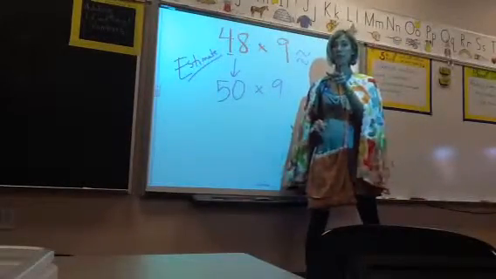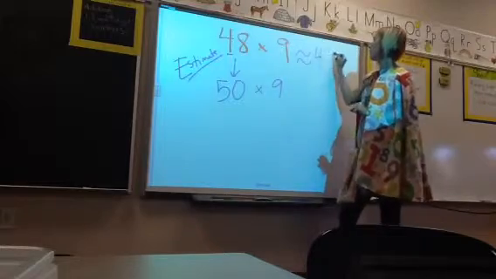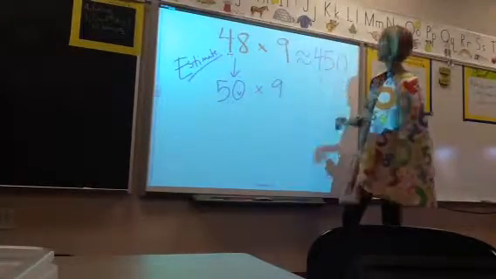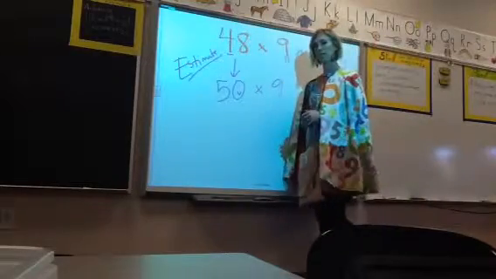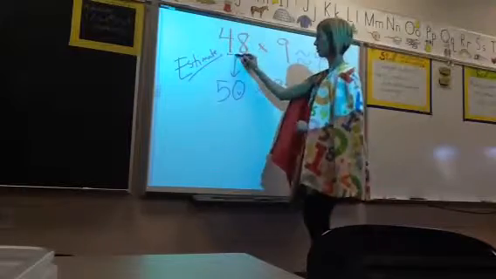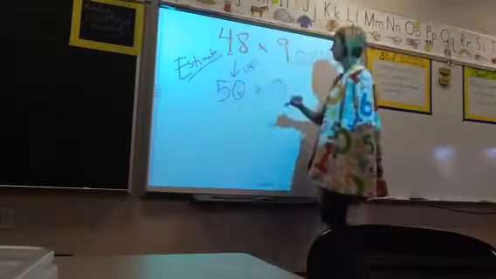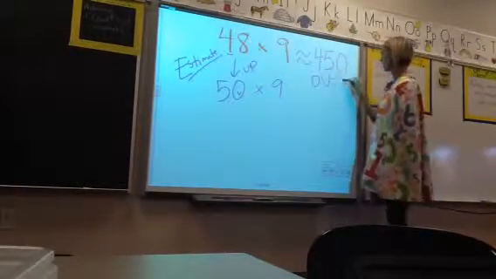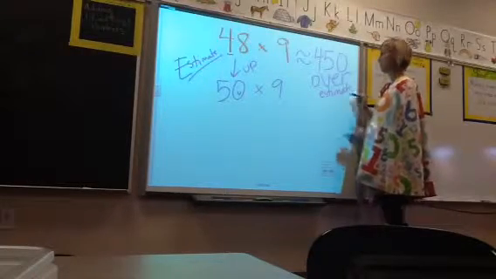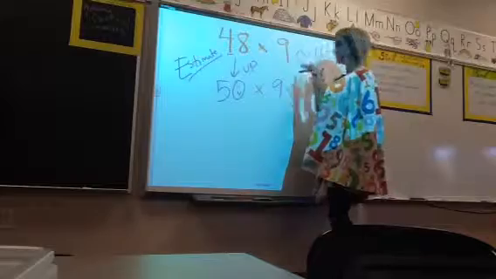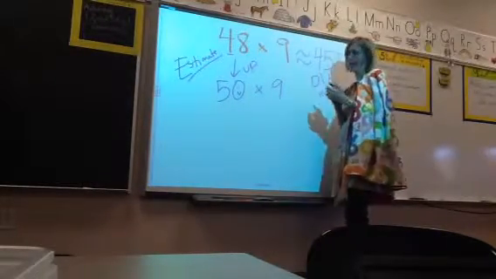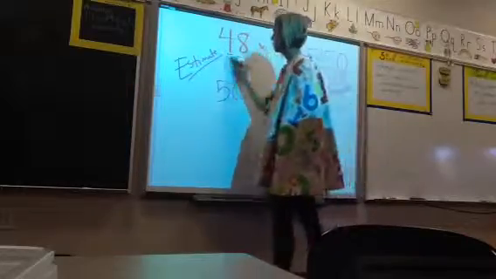Pause the video if you need to. 45 with 1 0. So this is approximately 450. Now was it an over or underestimate? We took this and we bumped it up. So this is over what it's supposed to be. It's an overestimate. So when we get our actual answer, we're going to be smiling if we get something close to that, but a little under it. So let's get the actual one by using what method?